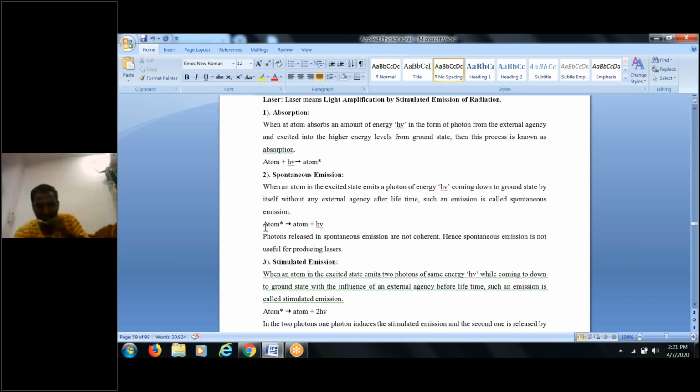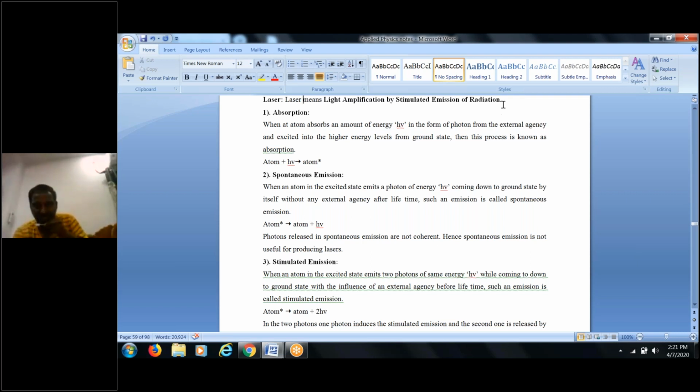Observe here, in spontaneous emission, an electron gives one photon, that's one h nu, here two h nu. The photons released during spontaneous emission are incoherent photons. But during stimulated emission, the photons you get are perfectly coherent photons. You already know laser is a kind of light radiation which consists of coherent photons. That's why we get coherent photons only in the stimulated emission process, and stimulated emission is completely responsible for producing laser light.